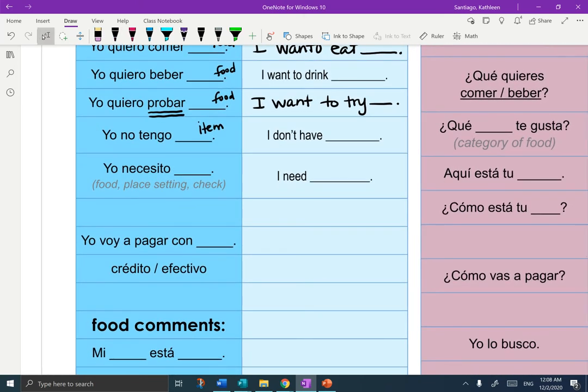Now that you've ordered, this is more at the end of the meal. Yo voy a pagar con. Yo voy a pagar con crédito. Yo voy a pagar con efectivo. Yo voy a pagar. That is the simple future. I am going to pay with, and then whatever it is. Here you've got the 2 options, right? Crédito, cognate. And we already talked about how the most effective way to pay is with cash. Okay.